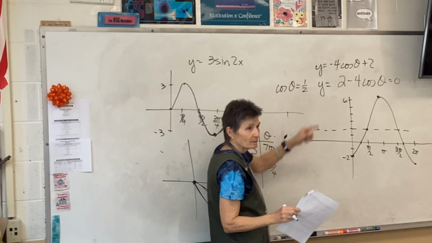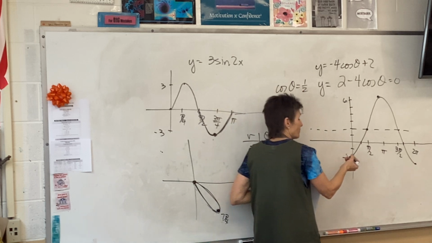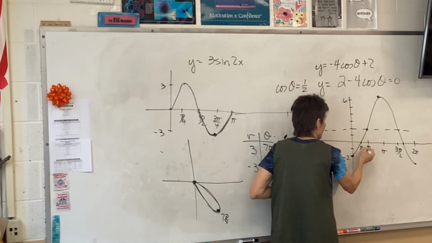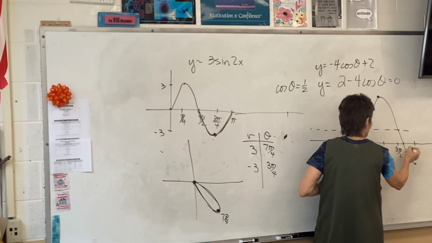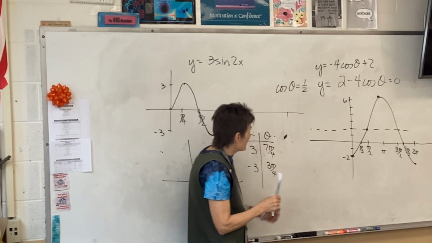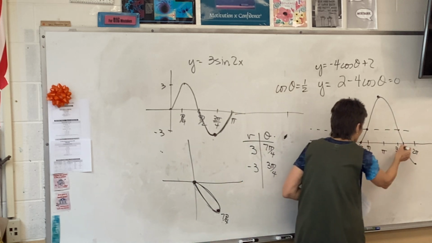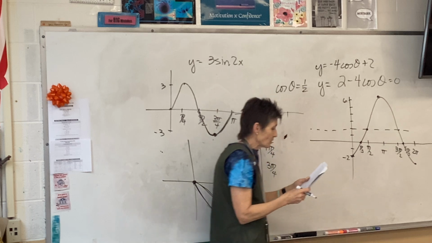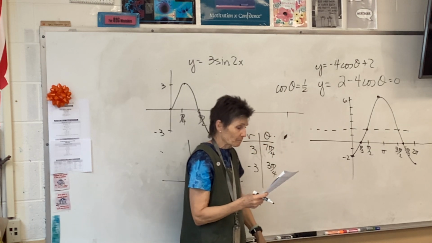Where does that happen? Where's the cosine 1/2? Pi over 3 and 5 pi over 3? Now, I don't know if I need those or not, but just for practice, now we got it. Okay.